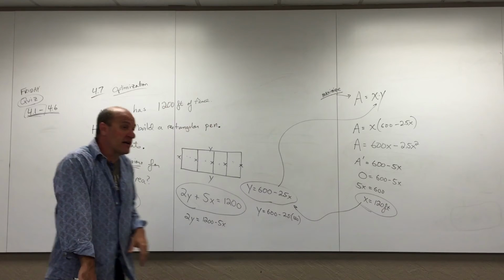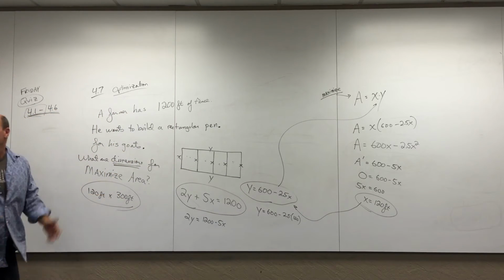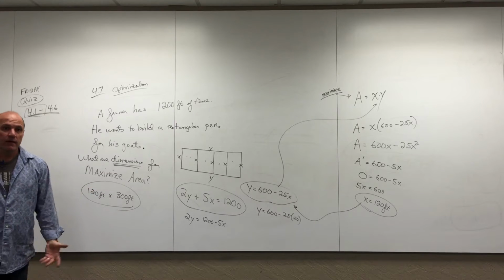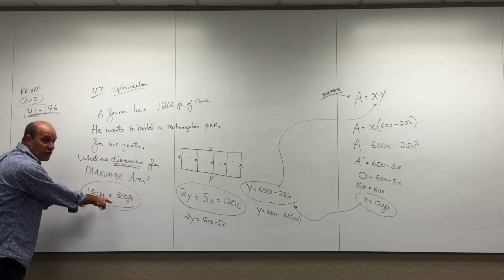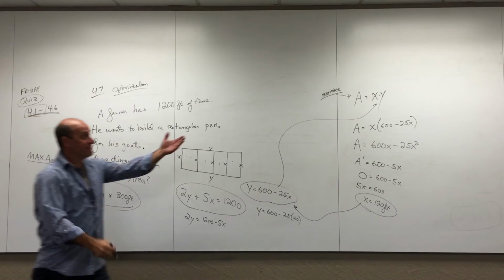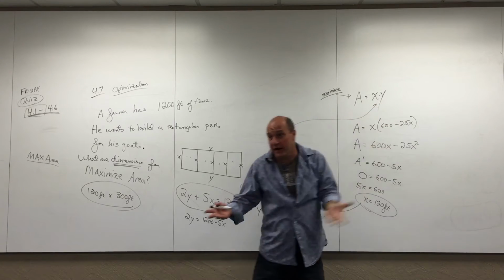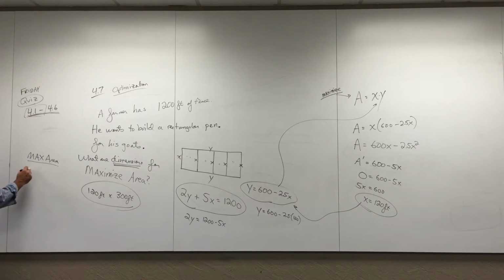The question could have said, what did mine say? What are the dimensions for maximum area? Okay, so I answered it. They also could have said, what is the maximum area? Well, I still would have done all this, and then at the end, the maximum area is, well, what's area? X times Y, length times width. So at the end, my area is 120 times 300, 36,000 square feet.